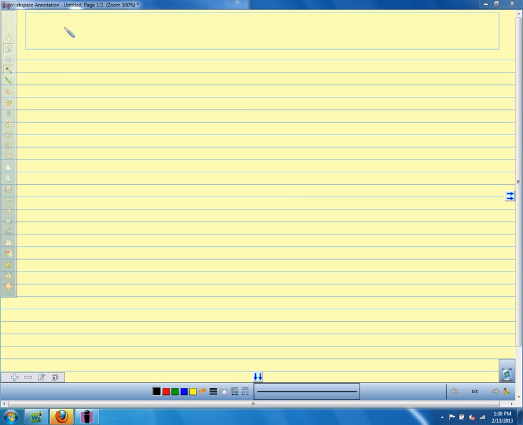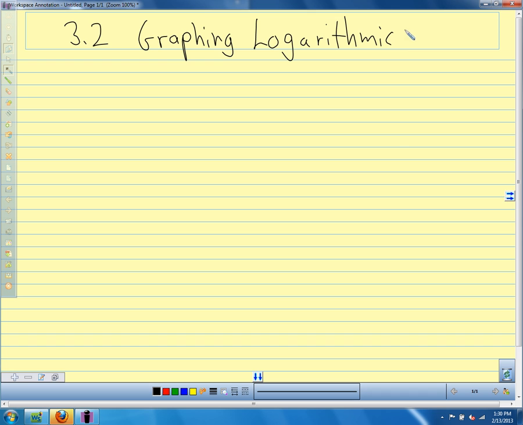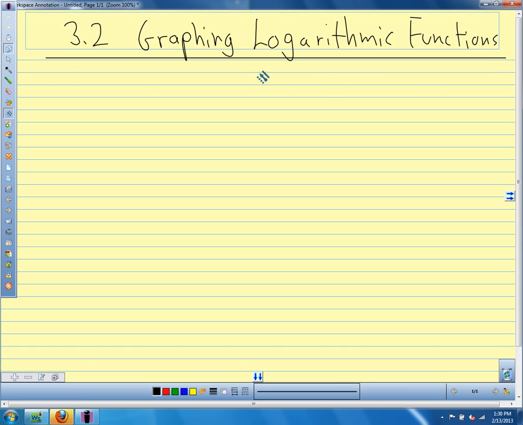So we're in the second portion of section 3.2. So today we're going to talk mainly about graphing logarithmic functions. So yesterday when we talked about logarithmic functions, we talked about the relationship between exponential and logarithmic functions.